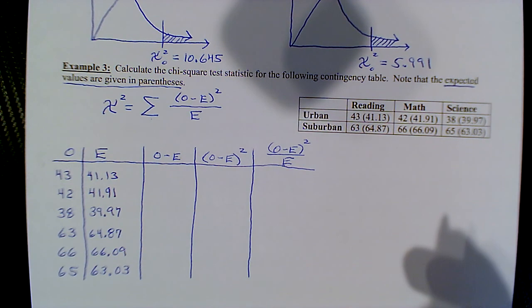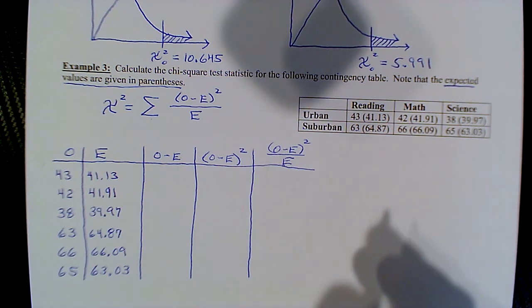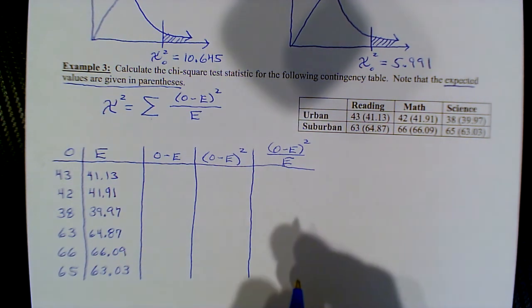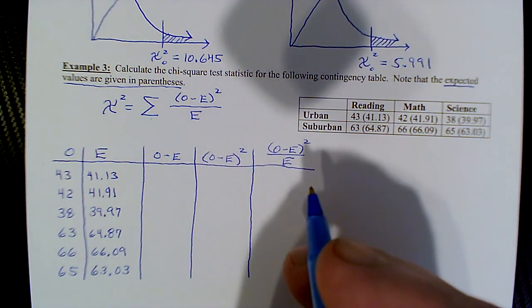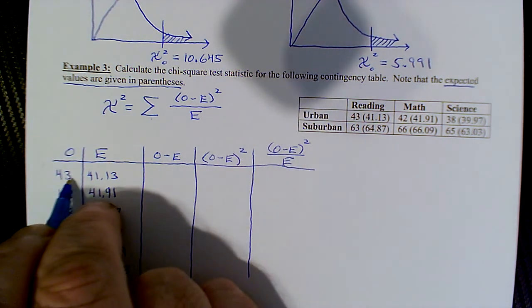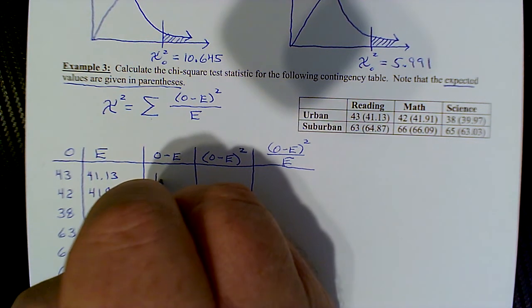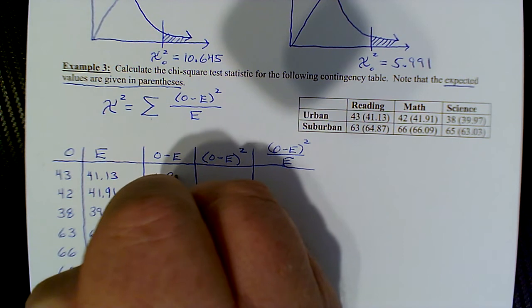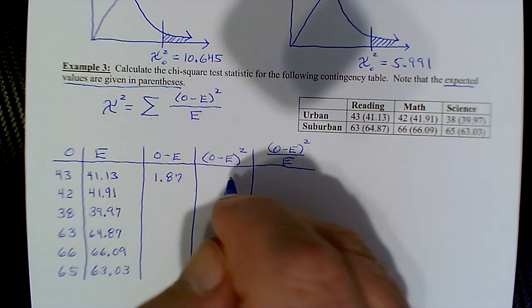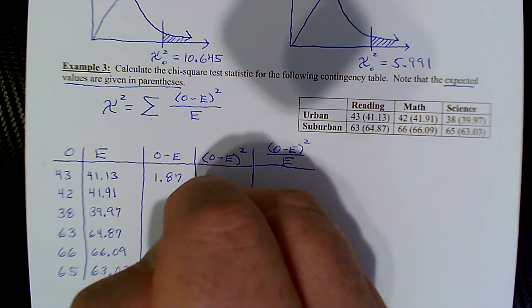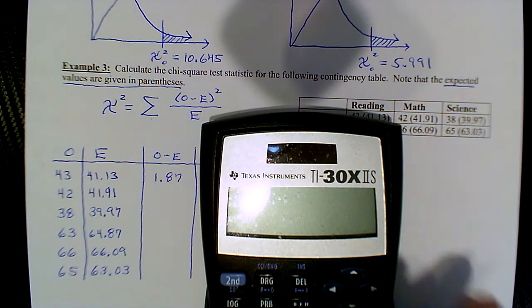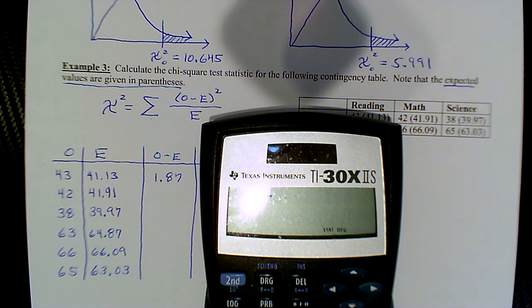Now, you don't really need to write down the numbers. You could, but you could actually do this all on your calculator. I'll show you both ways for a few of these. For example, you take 43 minus 41.13, and we get 1.87. Now that value is already on my calculator, so I'm just going to hit x squared and square it. So let's show this as we go. I take 43 minus 41.13, and I get the 1.87.